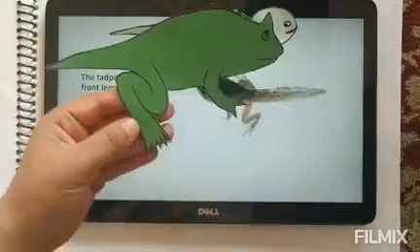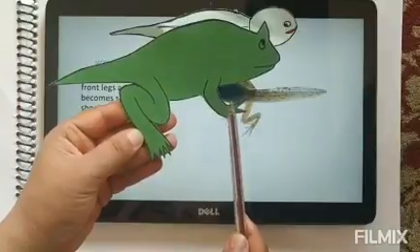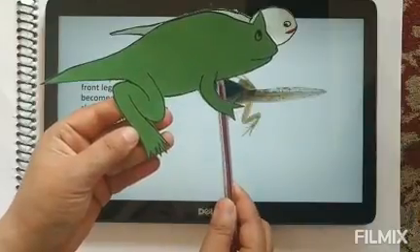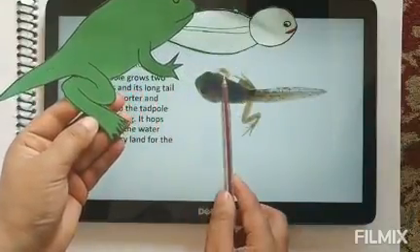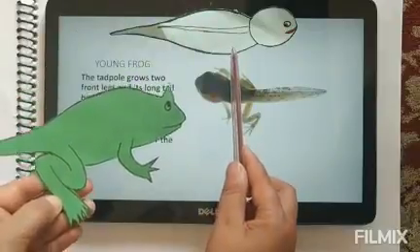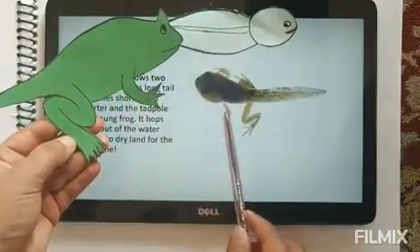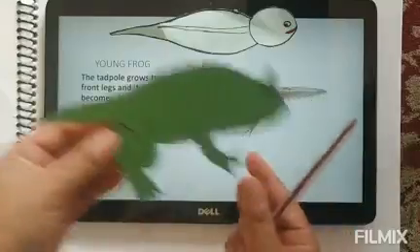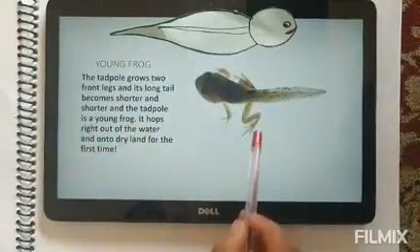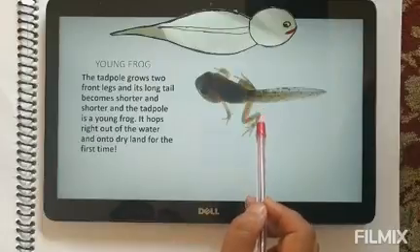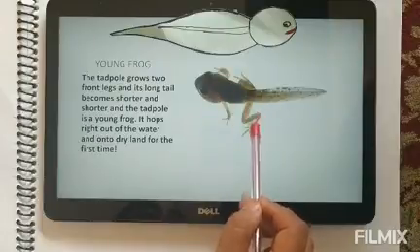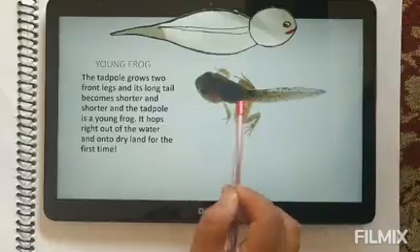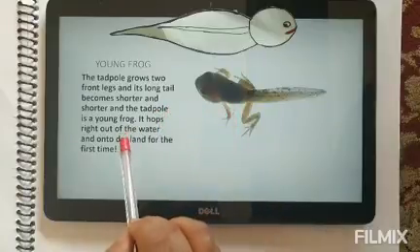Look at this tadpole. So this is a tadpole with two legs on this side and two on the other side. So this tadpole will slowly develop four legs. Okay, and this is the tail. Now, when the tadpoles develop their legs, they can come out from the water or the pond and they can start hopping.